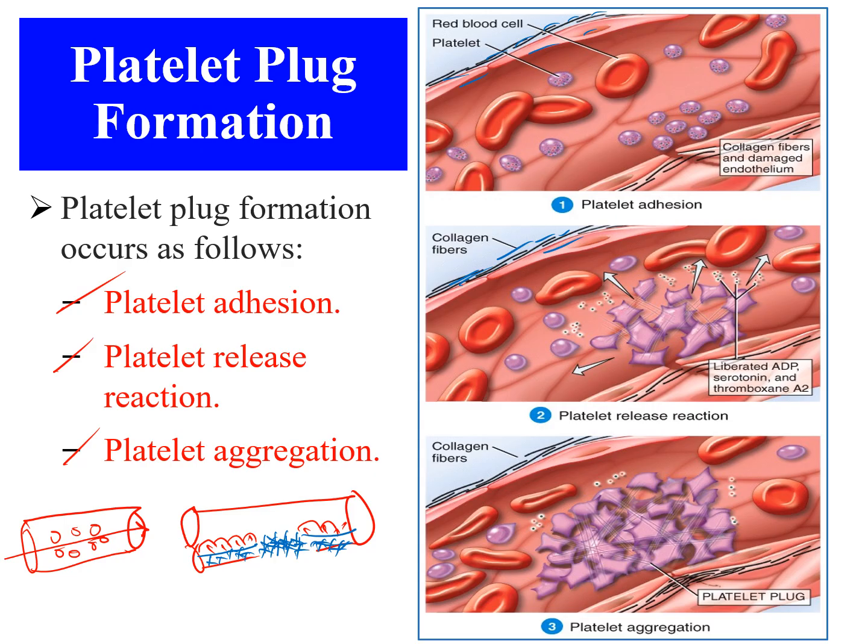So once these collagen fibers have been exposed, the platelets that are flowing in this blood vessel come in contact and stick to these collagen fibers that are underneath the endothelial cells. So the process by which platelets stick to the damaged endothelium and the collagen fibers is known as platelet adhesion. After the platelets have adhered, what happens next is platelet release reaction.